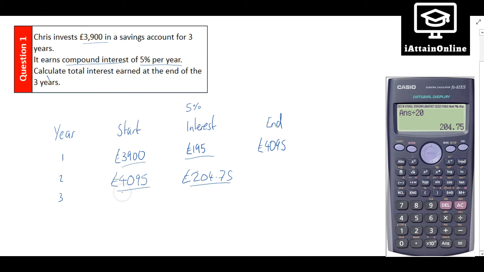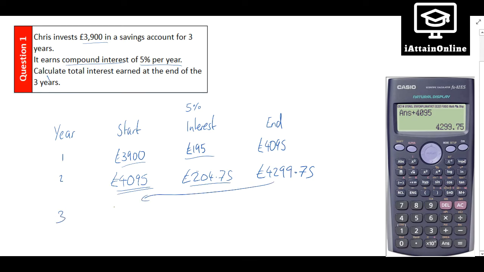Then you can see that interest is different to the first year's interest because it's compounded. We're actually working out 5% of 4,095, not the original 3,900 that he put into the savings account. So that's my interest. I'm now going to add to that 4,095, and that tells me that at the end of year 2 he had £4,299.75.